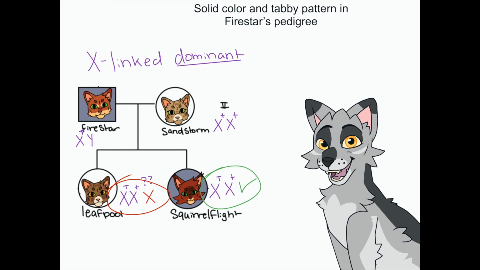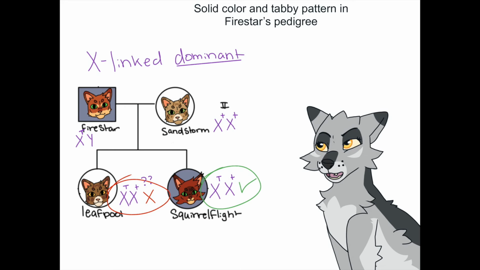Next up, we have X-linked dominant, another dominant mode. And in this case, we're going to be looking at Firestar and Sandstorm. Well, they vary in genotype, so who knows, maybe this will work. Well, it doesn't. Firestar is going to pass on his big T to Squirrelflight. They're both solid color patterns. And then Sandstorm will give her little t.